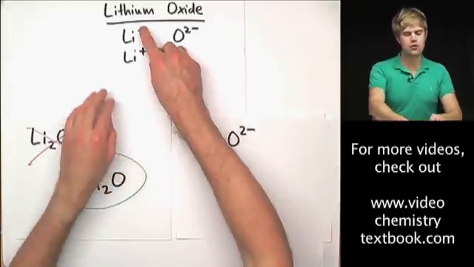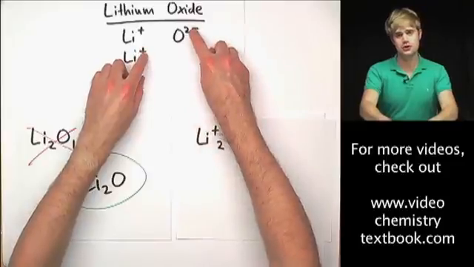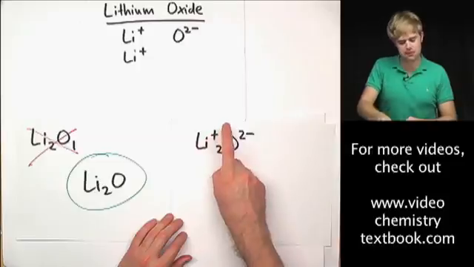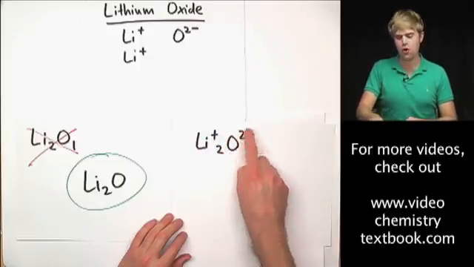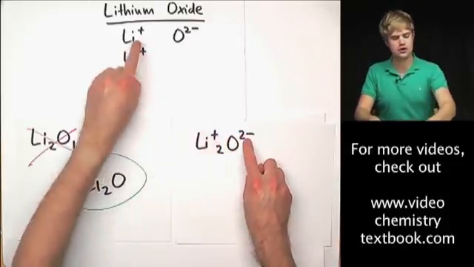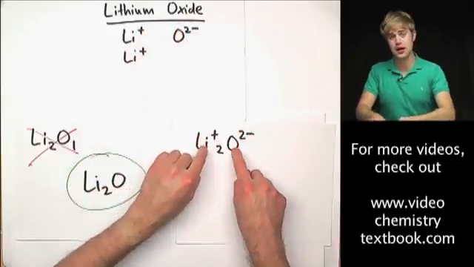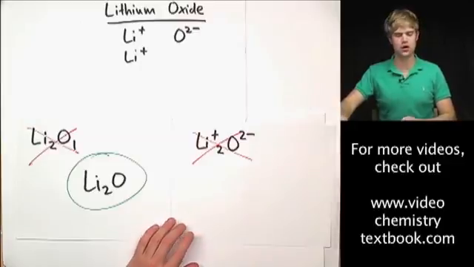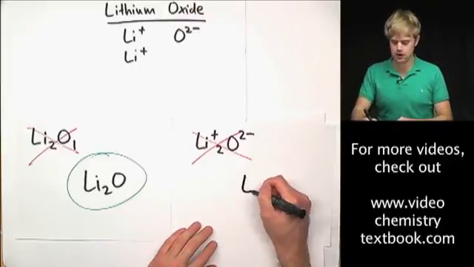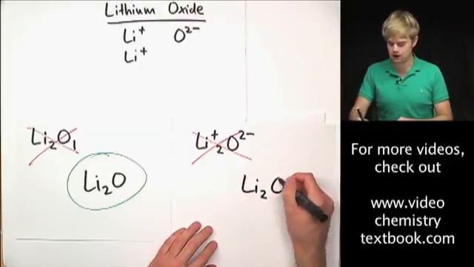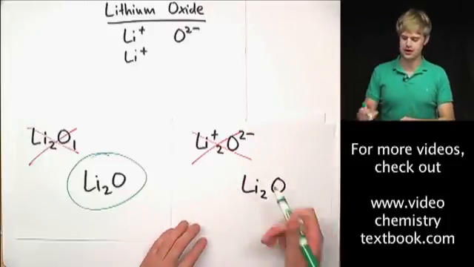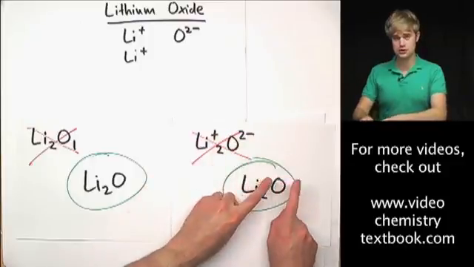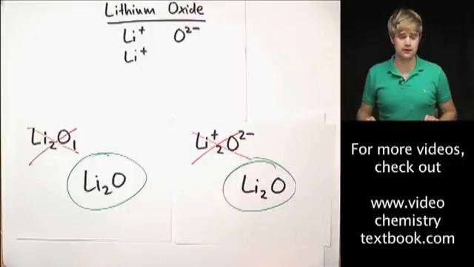Here's another mistake that people often make. They don't remember to get rid of the charges when they write the chemical formula. So they end up writing something like Li plus 2, O2 minus, where the charges that were on the atoms here stay when they write the chemical formula. This also, unfortunately, is wrong. When you write the chemical formula, you want to get rid of all of the charges. So you just write again, Li2O. Make sure there aren't any charges in the chemical formula when you finally write it. Okay?